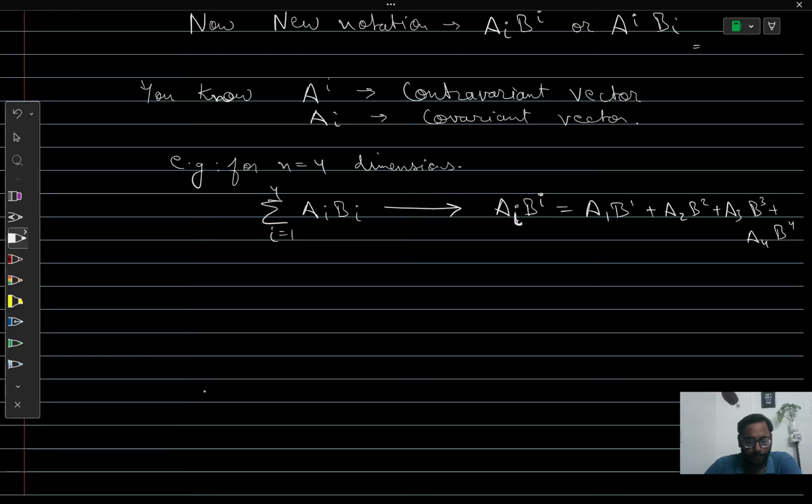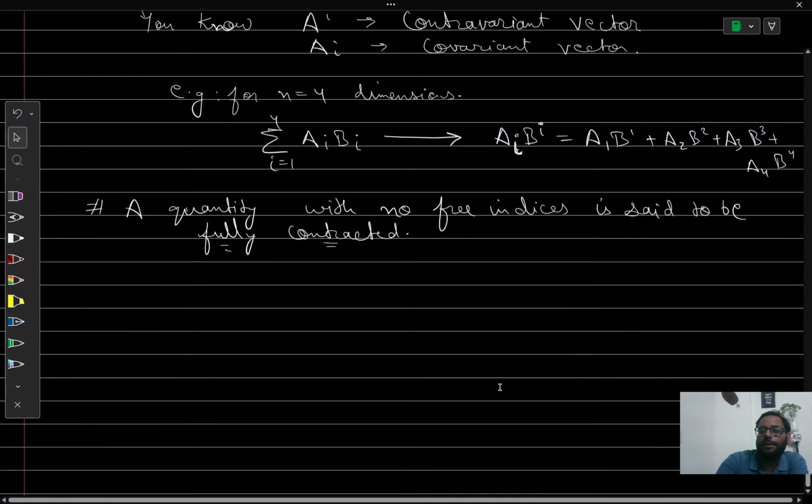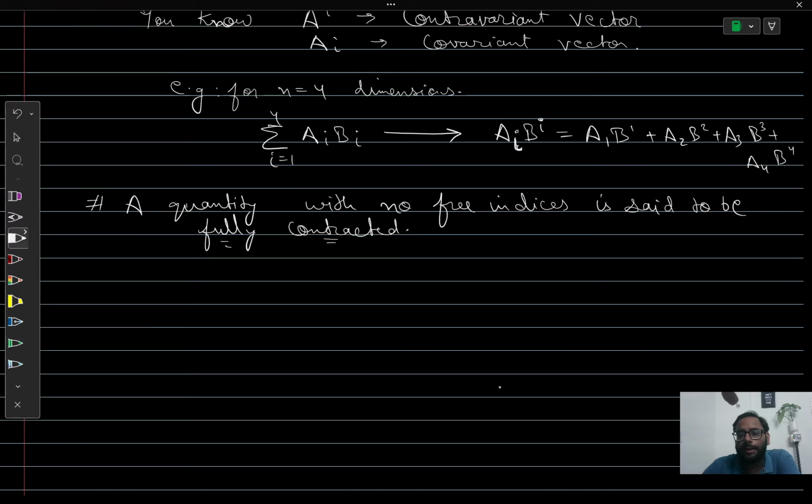One thing to note is that a quantity with no free indices is said to be fully contracted. If it is not, then it is not fully contracted.